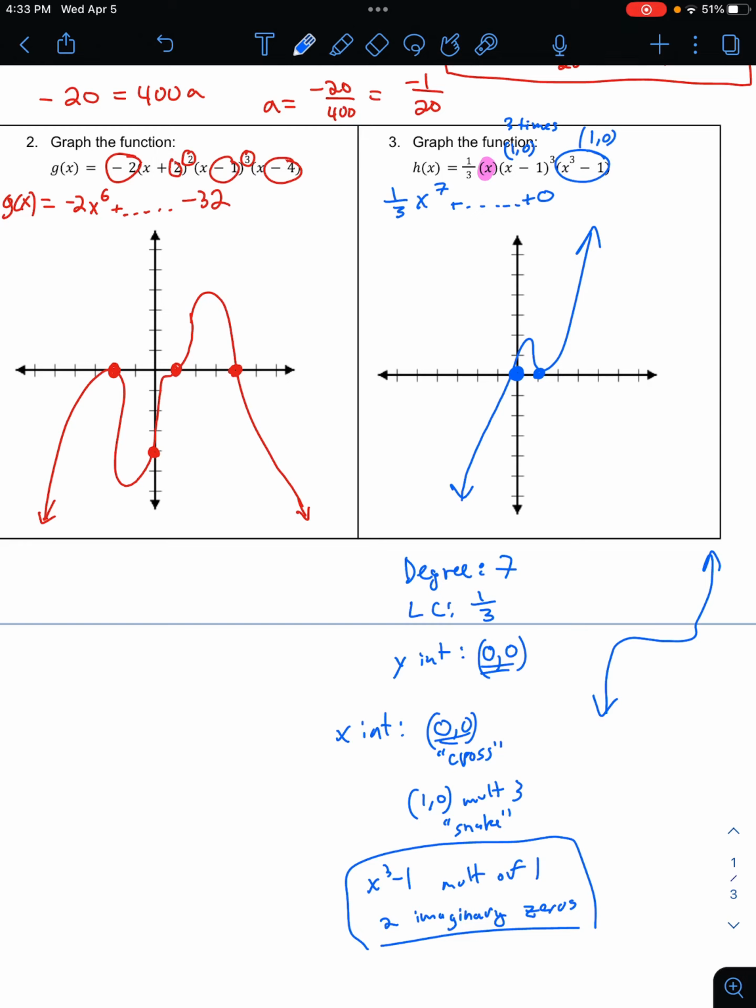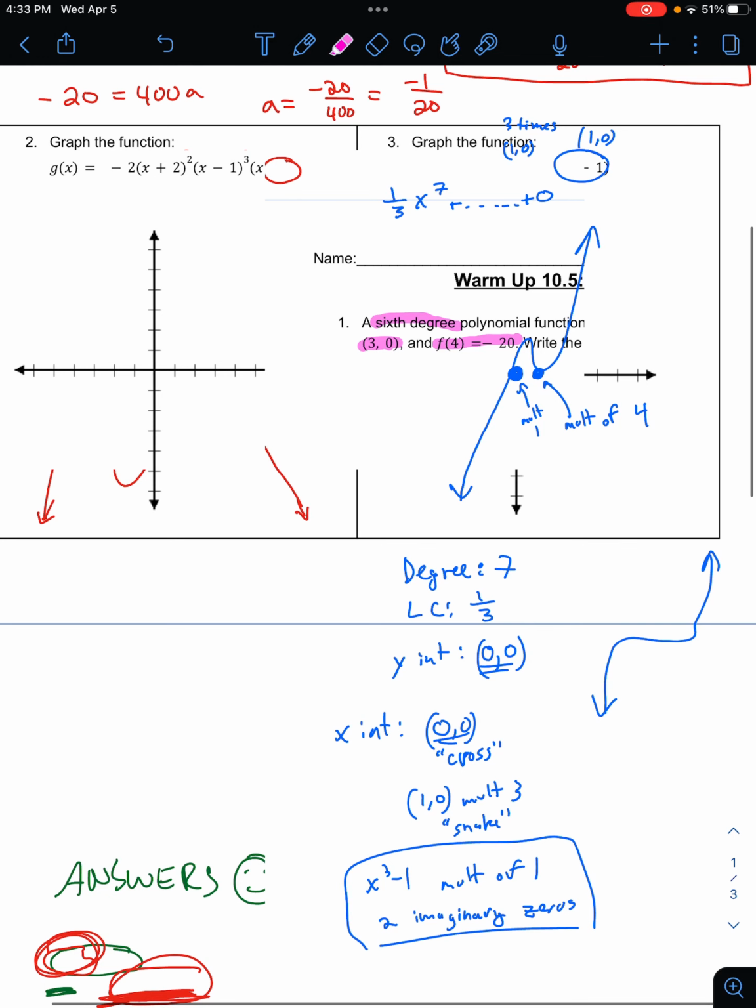The only thing, though, is this accounts for, here's 1, 0 here, right? That had a multiplicity of 1. This, I guess, has a multiplicity of 4. But we said the function had a degree.